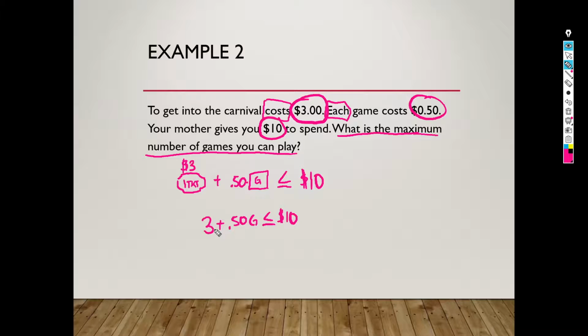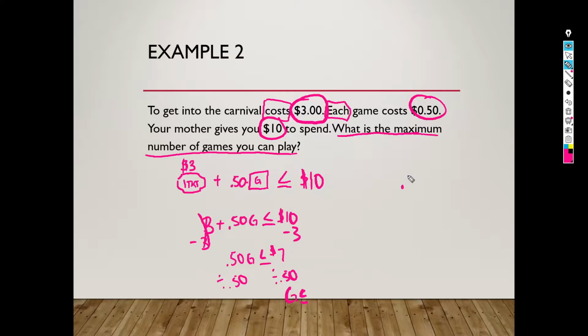Right, and again, it's the same process. This is positive, so we're going to subtract. And that becomes 0, and we get 50 cents per game is less than or equal to $7. So now we can divide by our 50 cents, divide by 0.50, and we get G equals, well, it's not equal, sorry, it's less than or equal to.